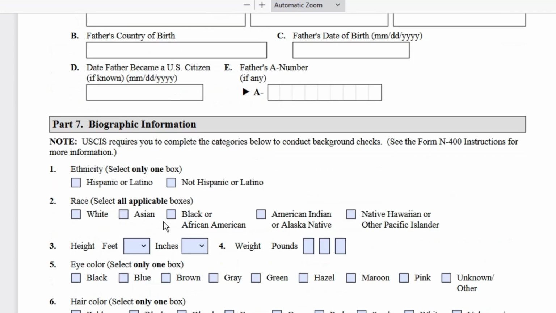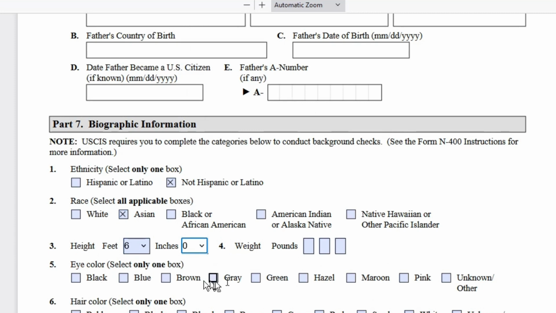Here is ethnicity. You can put not Latino, so you're white, black, so I don't know what I am, but Asian, we'll put Asian, even though I'm not really Asian. Then feet, we're going to put 60.